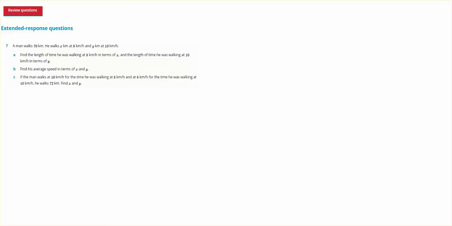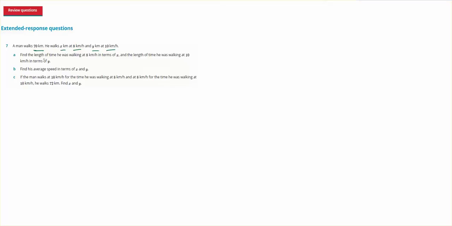It says a man walks a total distance of 70 kilometers. He walks x kilometers at 8 kilometers per hour and y kilometers at 10 kilometers per hour. So we've got two different speeds and distances here.